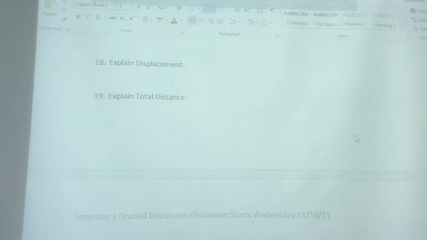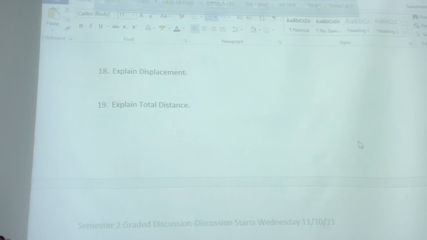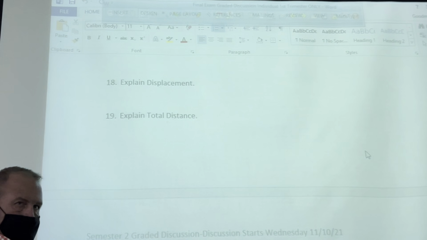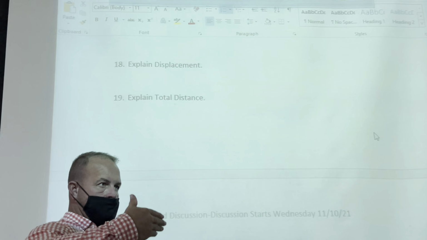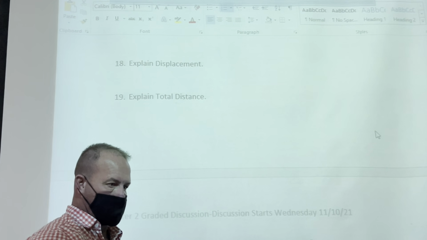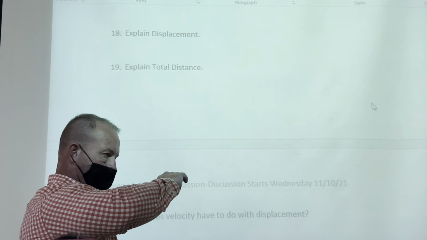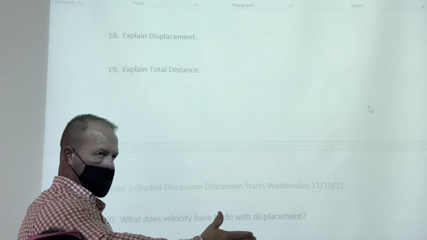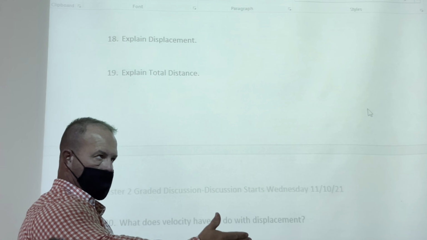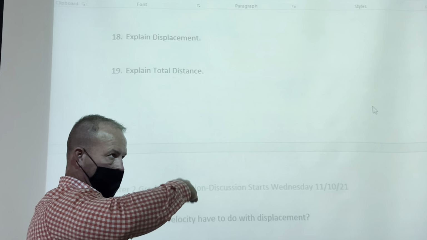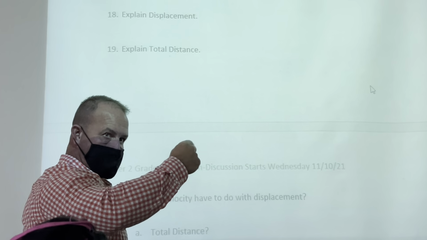Displacement. Displacement is the accumulation of area, and it can be negative. So it's the integral from a to b of v of t dt, or the integral from a to b of velocity dt.